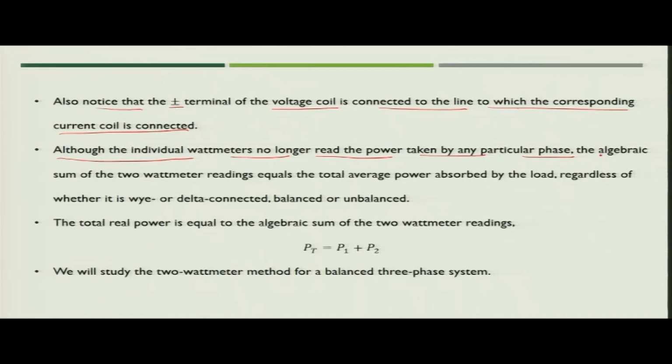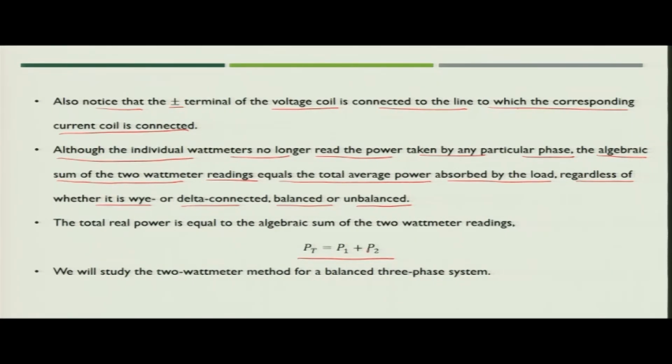But the algebraic sum of the two wattmeters will give us the reading which will be equal to the total average power absorbed by the load, and this is regardless of whether the load is Y or delta connected or whether it is balanced or unbalanced. So, the total power will be equal to the algebraic sum of the two wattmeter readings.